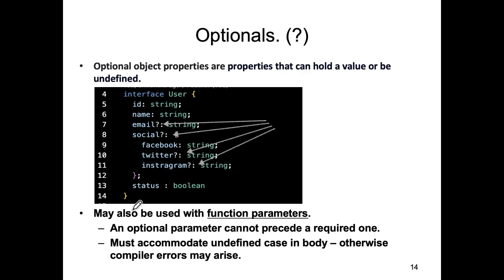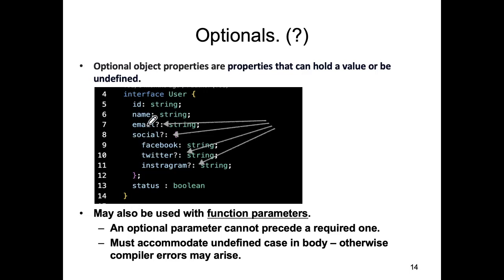And this optional question mark symbol can be used with functions as well. You can declare parameters of functions as being optional. Mind you, the constraint is you can only have optional parameters at the end of your parameter list. In other words, you can't have the case where the first parameter is mandatory, the second parameter is optional, the third parameter is mandatory. It won't allow that. Optional parameters of functions can only be at the tail end of the parameter list.